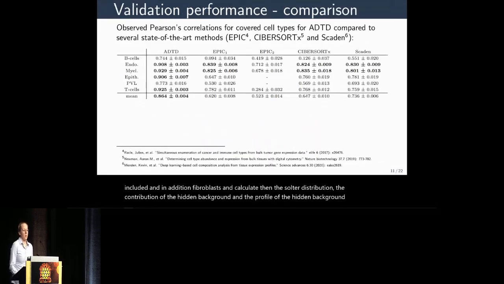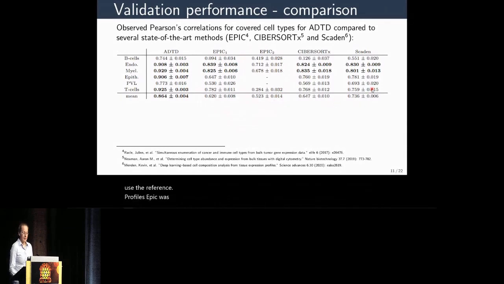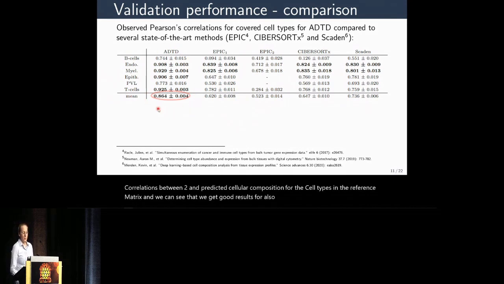Here we compared our method to several other methods. This is the result of our method. This is EPIC, where we gave EPIC our reference profile. This is EPIC, where we used the reference profiles EPIC was providing. This is CIBERSORTx and Scaden. And we can see the deconvolution correlations between true and predicted cellular composition for the cell types in the reference matrix. We get good results for all cell types, and we're outperforming, in the mean, all other deconvolution methods.